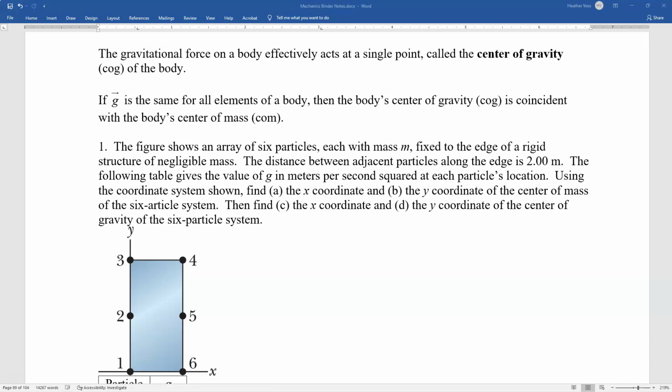Center of gravity is similar to center of mass. If the gravity is the same for all elements of a body, it is exactly the same. It is coincident. However, we run into problems, especially with things like skyscrapers or things that are noticeably distant from the center of the Earth, in that the gravitational pull is not a consistent value. So here we're going to look at an example of this.